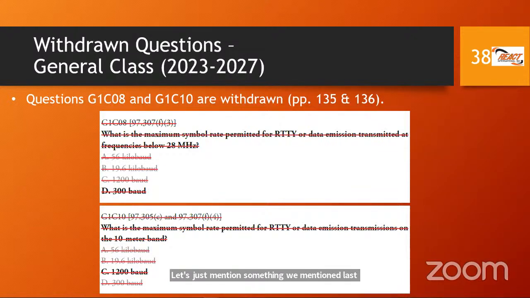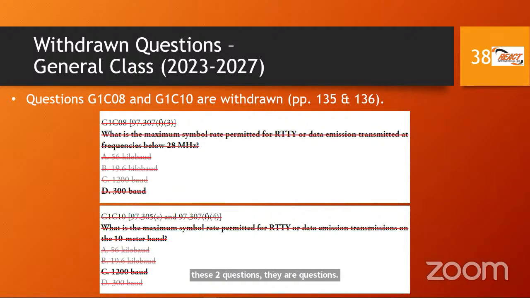The two questions in the question pool were withdrawn. We dealt with them as yet, but I just thought it will be useful to, at this stage, inform all of the participants so that you can, especially if you're reading ahead or studying ahead, bear in mind these two questions.